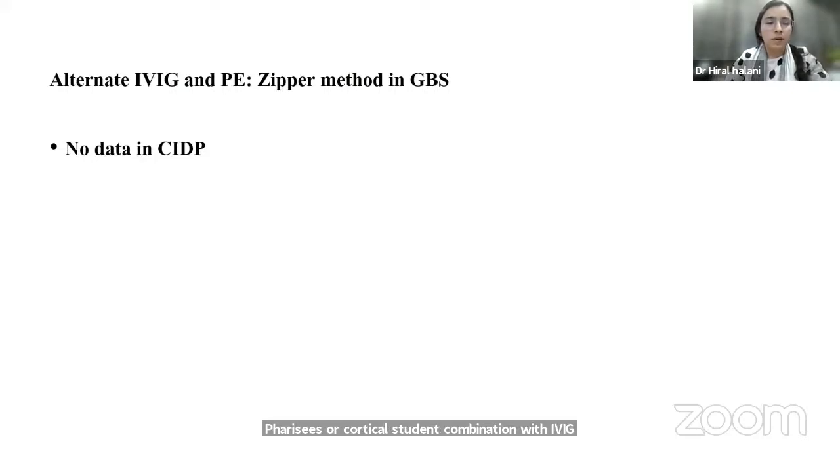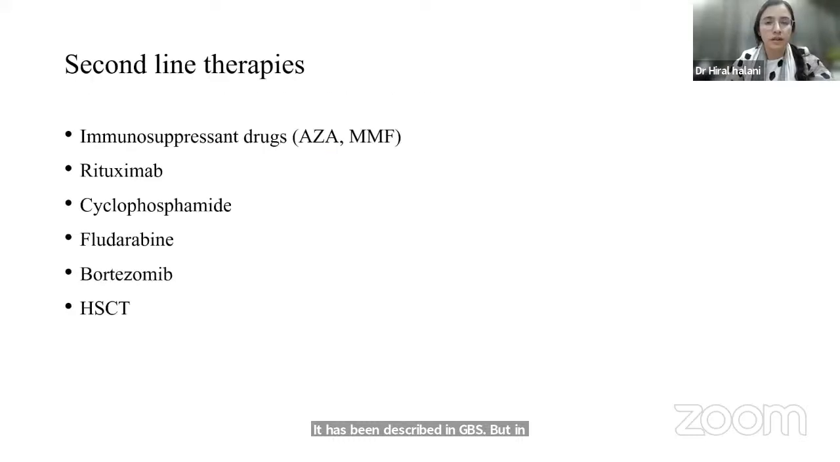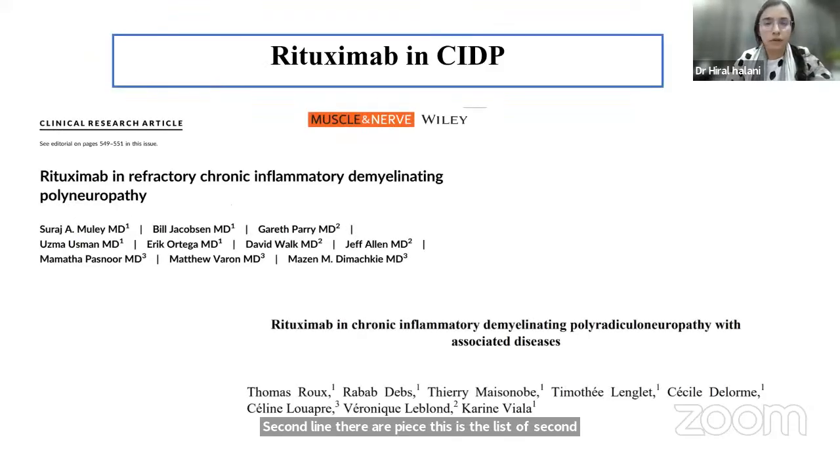Now, this novel method of giving IVIG and plasma exchange alternately, the zipper method, has been described in GBS, but in CIDP, no data is available so far. Second line therapies. This is the list of second line therapies, and we'll see them one after the other.